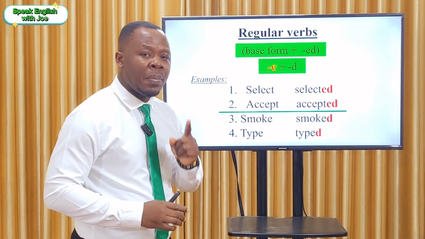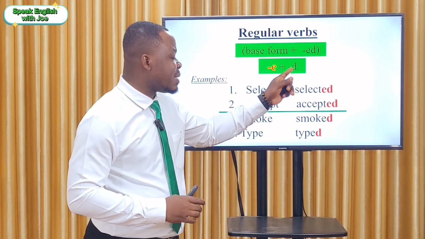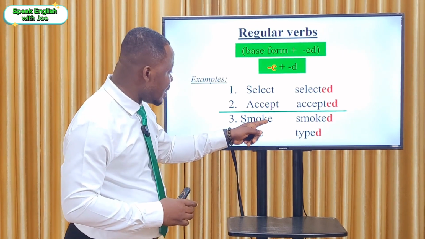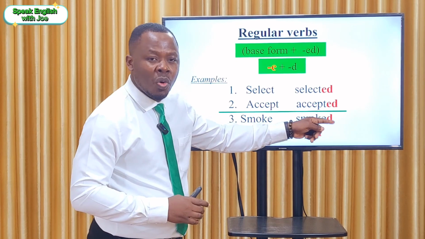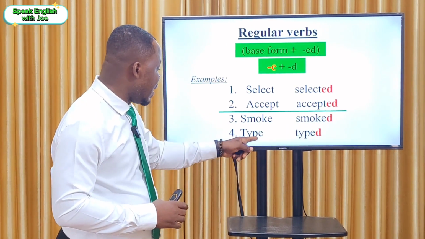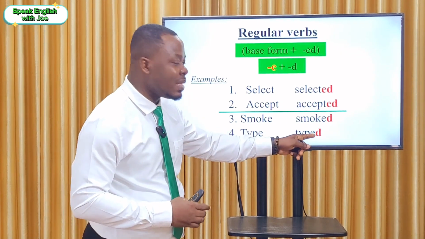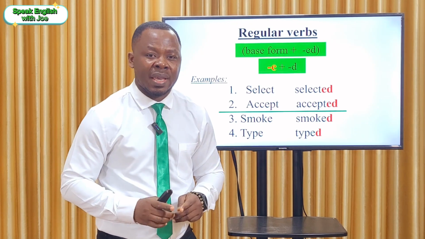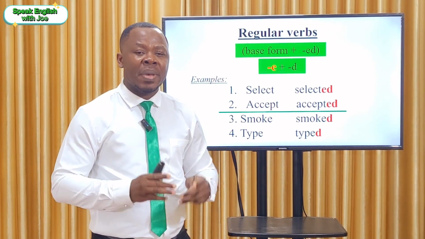That is, if the base form of the verb ends in E, then we add D. So for example, smoke ends in E. So in the past simple tense, we add D, making smoked. And type ends in E. So in the past simple tense, we add D, making typed. So with regular verbs in the past simple tense, we simply add ed or D to the base form of the verb.